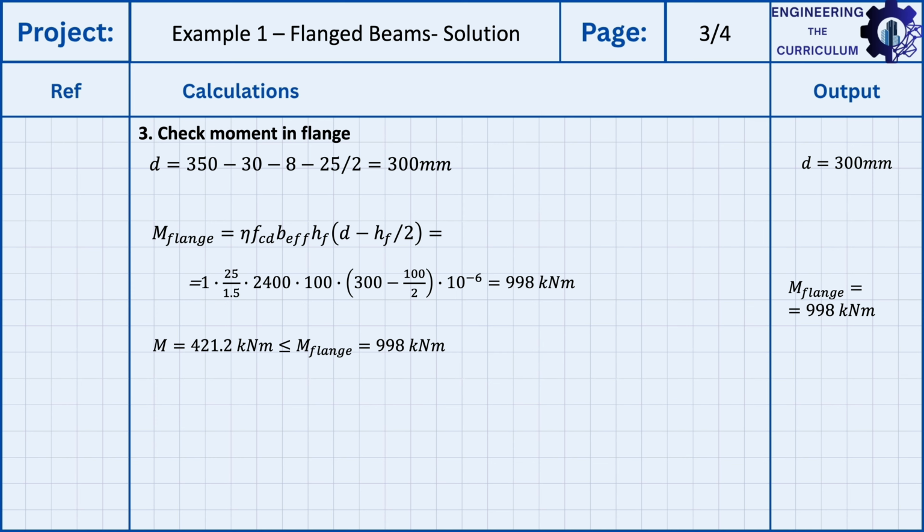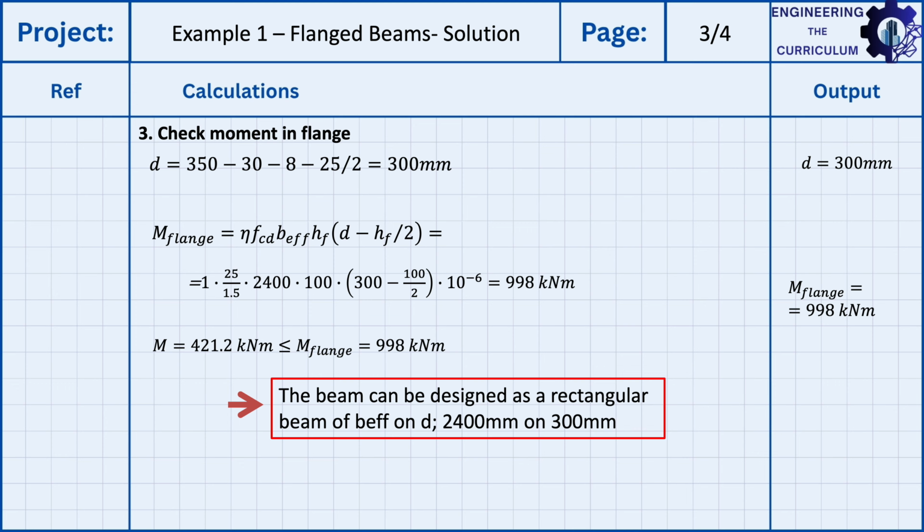What we need to do now is check if the design moment, the moment from the loads that we're applying on the structure, is smaller or equal to the moment in the flange. If it's smaller, that means that the flange can carry the whole moment. If it isn't, it means that we need to take advantage of the web. In this case, the moment that we have is 421.2 kilonewton meters, which is definitely smaller than the moment that the flange can carry, which is 998 kilonewton meters. So that means that the flange can carry 998, but we only need to carry in this whole design 421.2. So definitely the flange is able to carry all the moment.